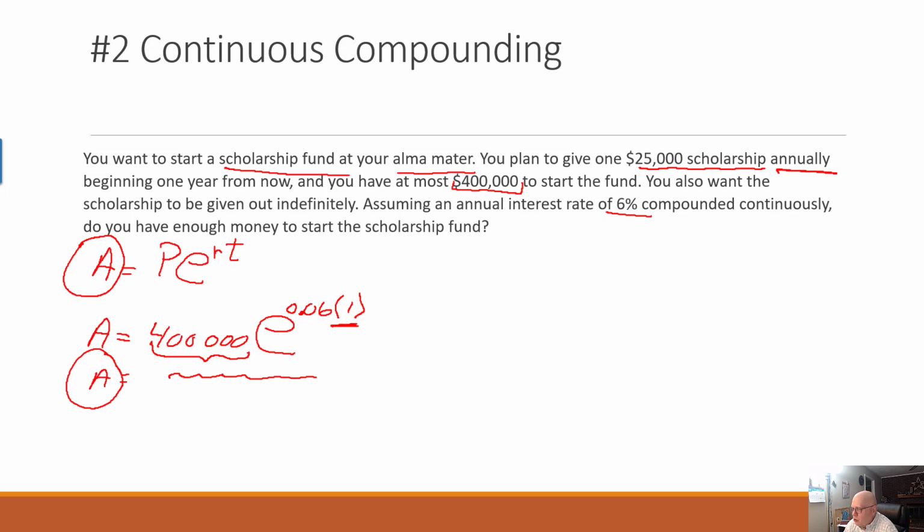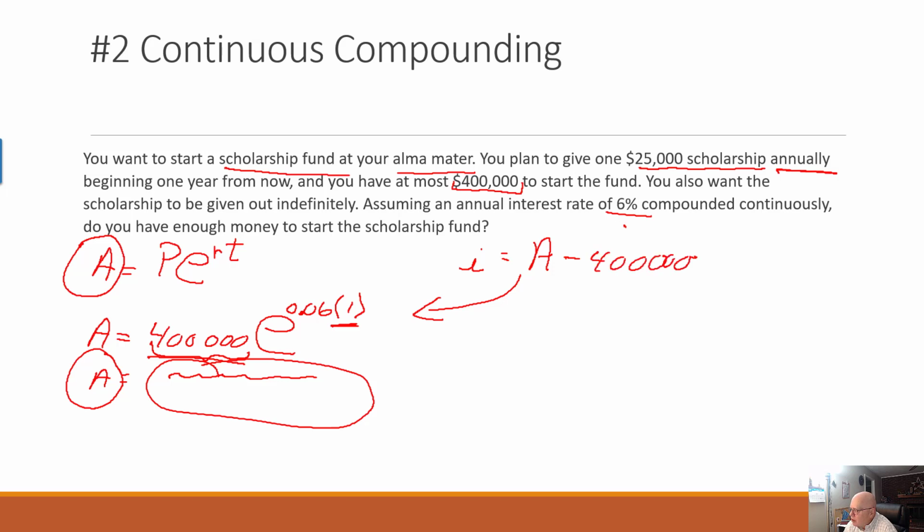Very simple. You put $400,000 in, you got this amount out. So the interest equals the amount you just calculated down here minus the $400,000, which is the present value or the principal. This will tell you how much is there at the end of every year. What you have to figure out is this $25,000 or more?